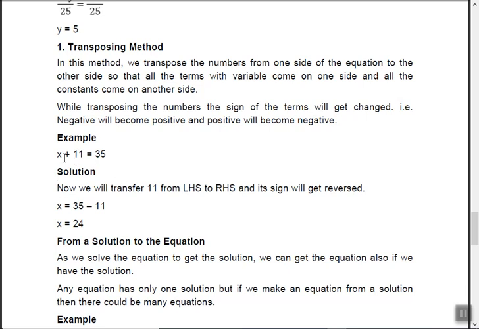Otherwise what do we do? x plus 11 minus 11, 35 minus 11. So that step is reduced in this by the transposing method. It's after all one and the same.